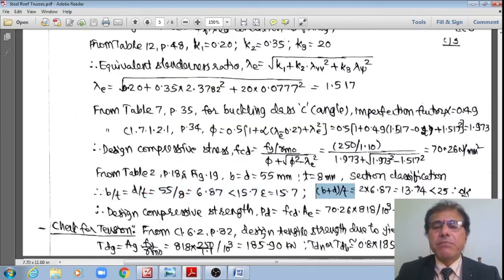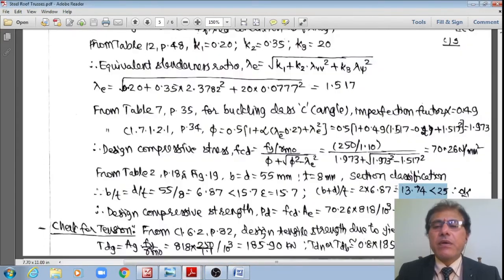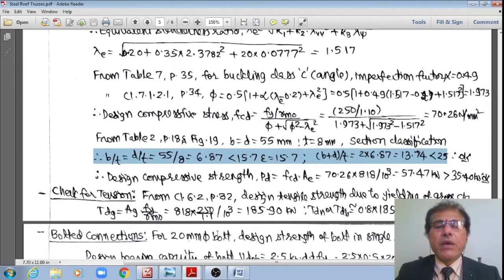Now let me check b plus d divided by t. Actually b by t itself is 6.87, therefore b plus d is 55 plus 55, 110, divided by t, 8. That now works out to 13.74. It should be less than 25 as per this codal specification. Therefore b plus d should be less than 25 times epsilon, so it is okay in all three criteria. Therefore effective area need not be reduced.